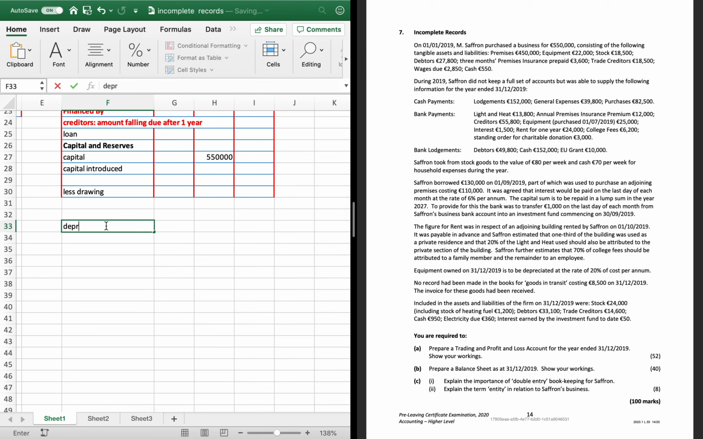Now I can go down to my depreciation working, so I'm going to do that now. Depreciation of equipment: it tells us equipment owned is to be depreciated at the rate of 20% per annum. It gave us a date as to when we bought this, which was the 1st of the 7th. So that means we only had 22,000 for the first 6 months of the year, which is 2,200, and then we had the full amount, the 47,000, for the last 6 months of the year.